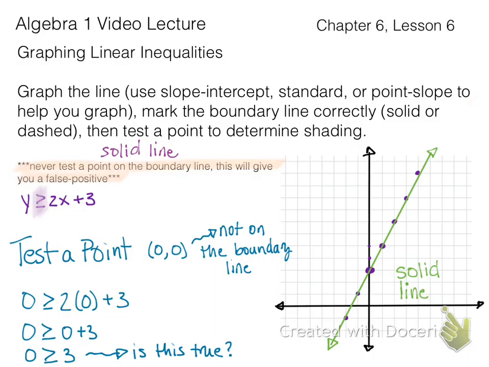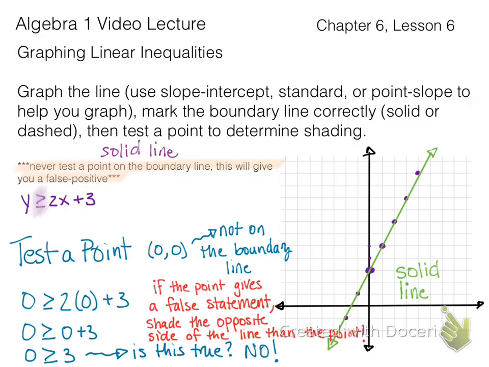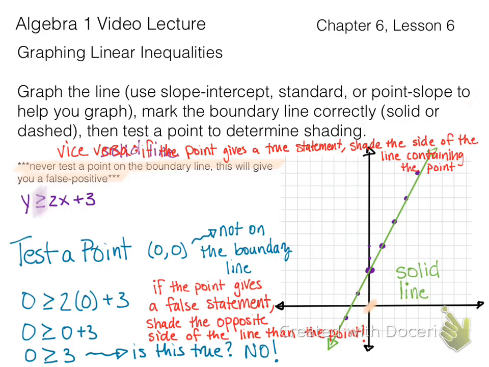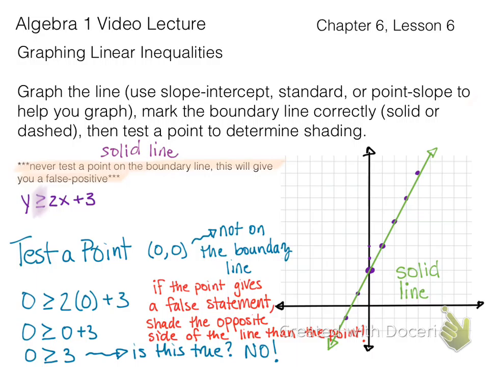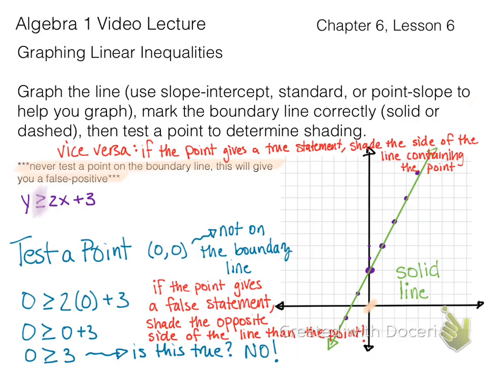All right? If you do get a true statement, then yes, you would shade the side of the line that had the point. But since this is a false statement, if the point gives you a false statement, shade the opposite side of the line than the point. So if this is 0, 0, and it gave me a false statement, which it did, I'm going to shade the opposite side of the line. Now, vice versa, which this is really hard to read, so let me get rid of that. There we go. So vice versa, if the point gives a true statement, shade the side of the line containing that point.